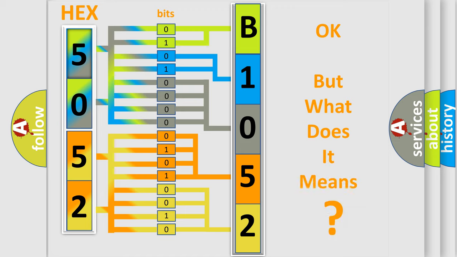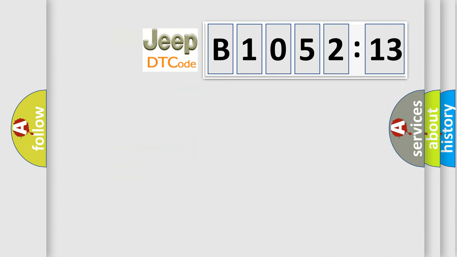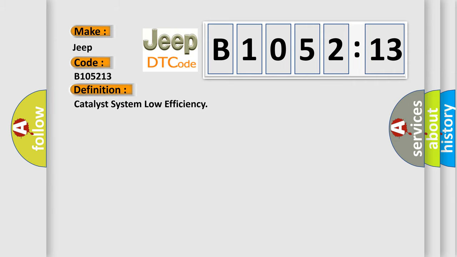The number itself does not make sense to us if we cannot assign information to what it actually expresses. So, what does the Diagnostic Trouble Code B1052-13 interpret specifically for Jeep manufacturers? The basic definition is catalyst system low efficiency.